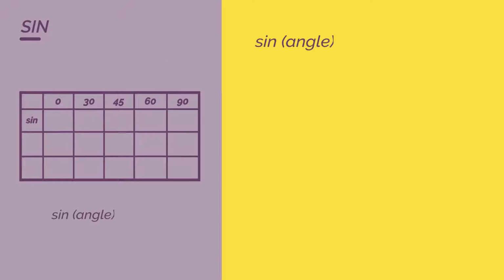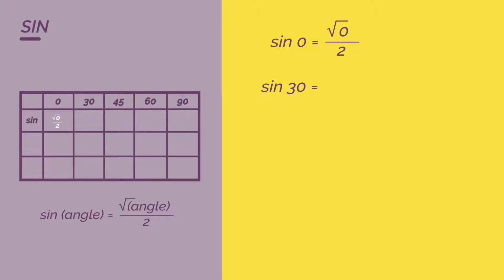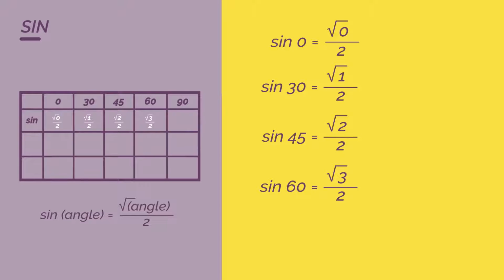Right, so as I told you, the angles are 0, 30, 45, 60 and 90. And we'll start with sine first. All you need to remember is to divide by 2 and square root on top. Start from 0 and work up. So sine 0 degrees is root 0 divided by 2. Sine of 30 is root 1 divided by 2. 45 is root 2 divided by 2. 60 is root 3 divided by 2, and 90 is root 4 divided by 2.